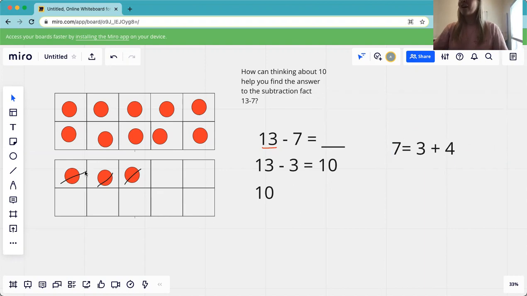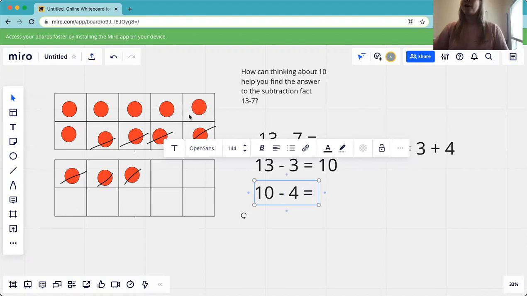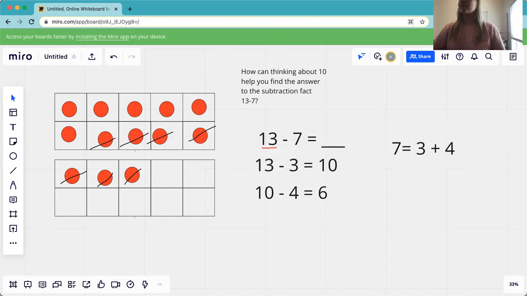So I've already gotten rid of 3, so I need to cross out 4 more. 1, 2, 3, 4. All right. So that brings me back to my 10. I got rid of 1, 2, 3, 4 from my 10. So 10 minus 4 equals, let's count, 5 on the top, 1 on the bottom. So 5, 6 equals 6.